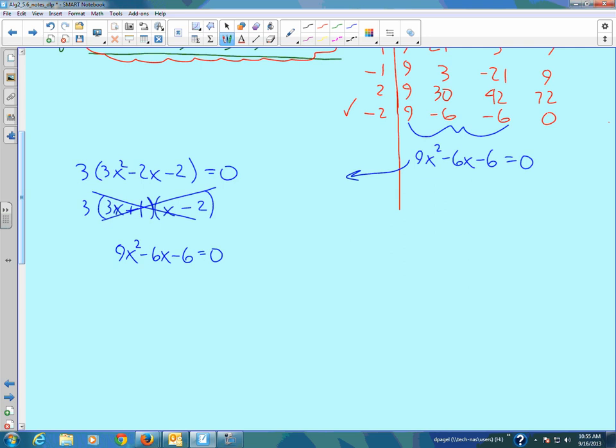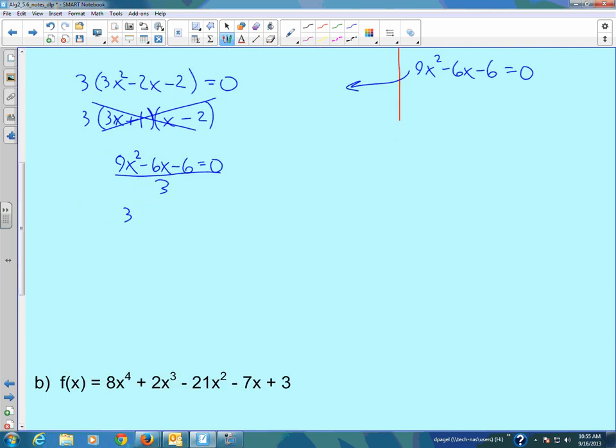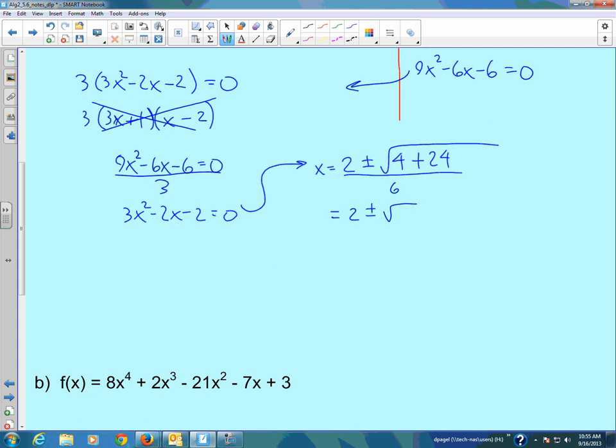Now at this point, I'm going to set up the quadratic formula for 3x squared minus 2x minus 2 equals 0. That would equal negative b plus or minus the square root of b squared, so negative 2 squared, minus 4 times 3 times negative 2, so actually plus 24, all over 2 times a, which is 2 times 3, or 6. So 2 plus or minus the square root of 28, all over 6.